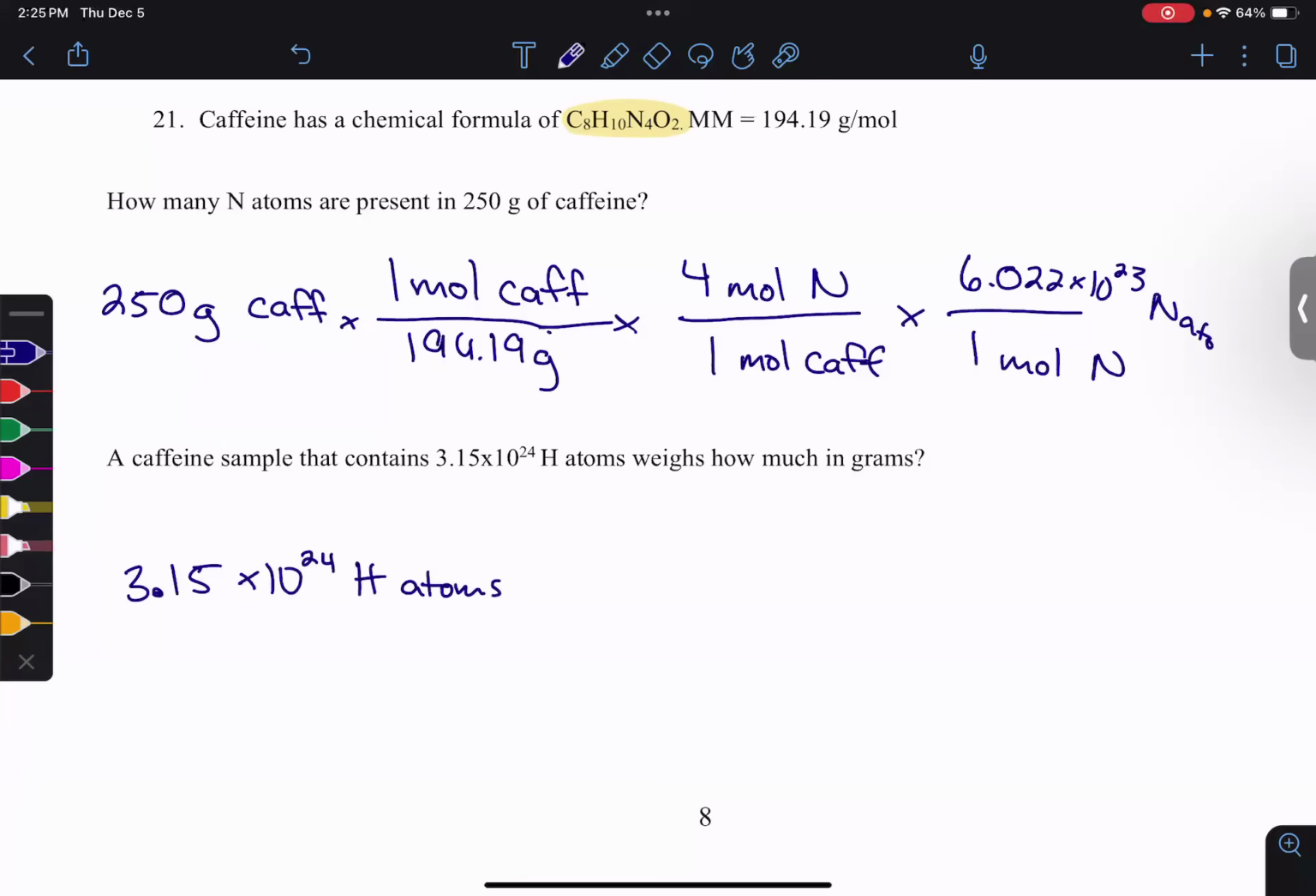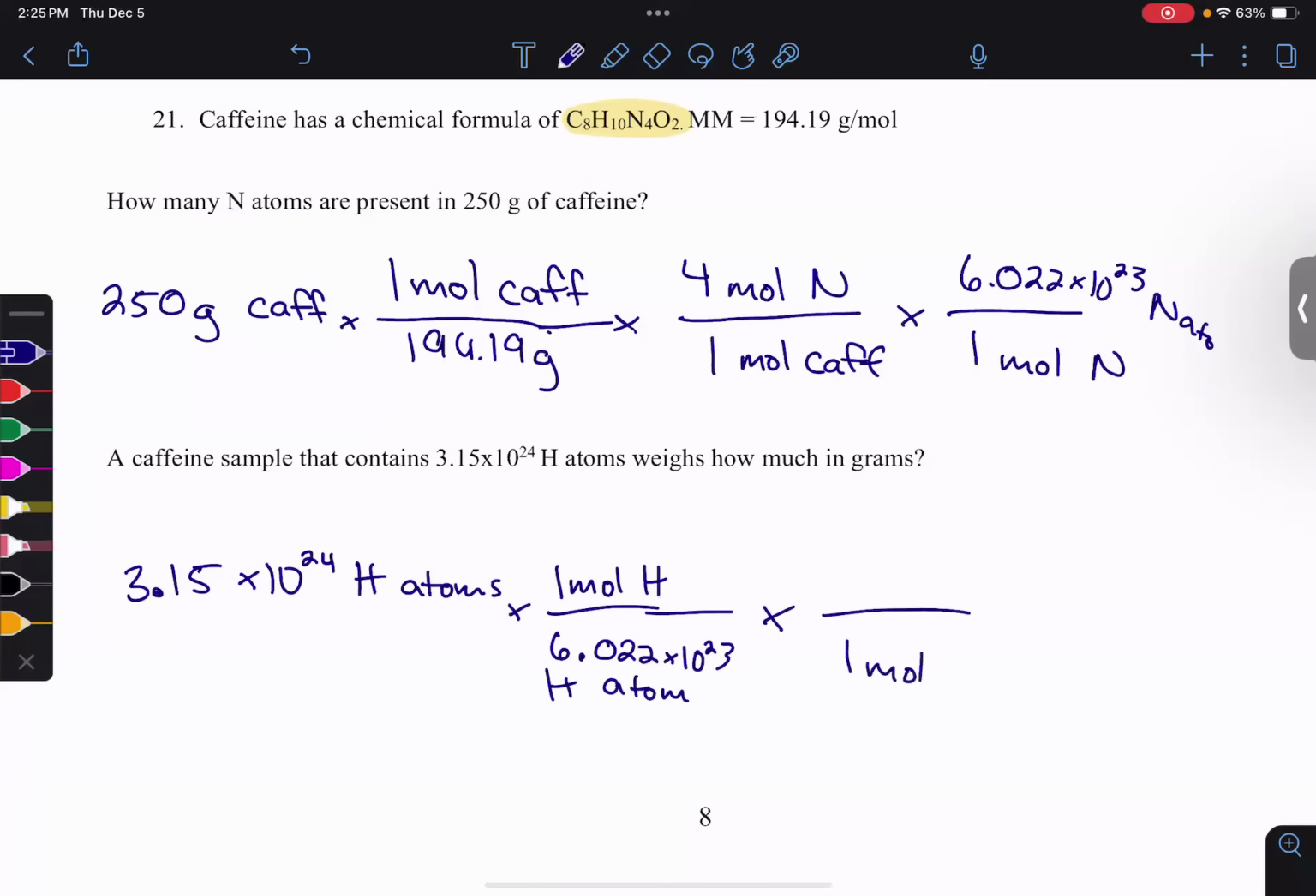A lot of students will recognize, oh, I need to use Avogadro's number to put that into moles. They'll get that right away. So let's do that. Let's get the atoms into moles. 6.022 times 10 to the 23 hydrogen atoms gives us 1 mole of hydrogen. So now I'm in moles of hydrogen. What a lot of students will do is do this.